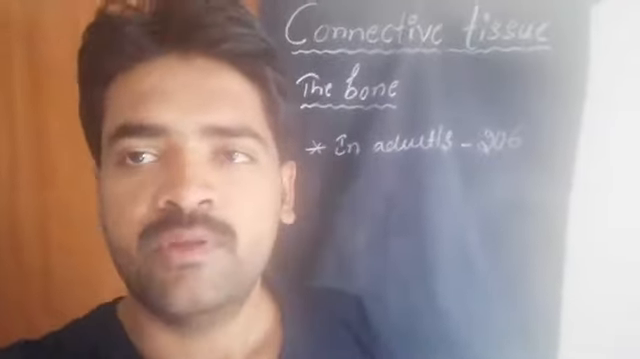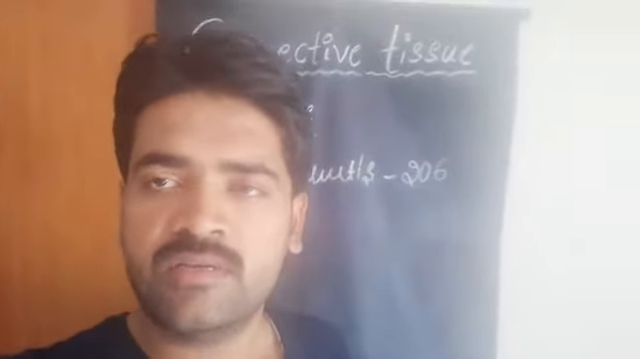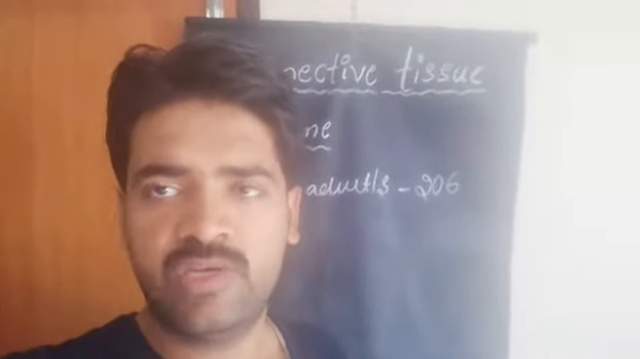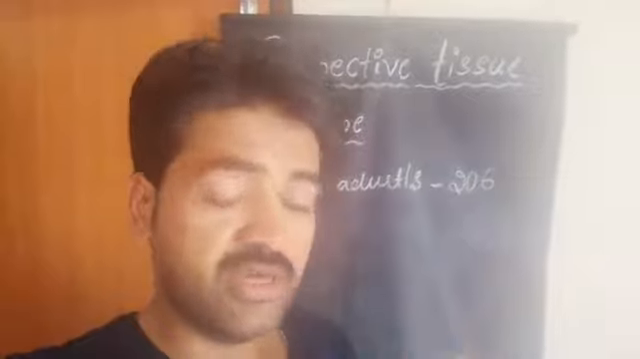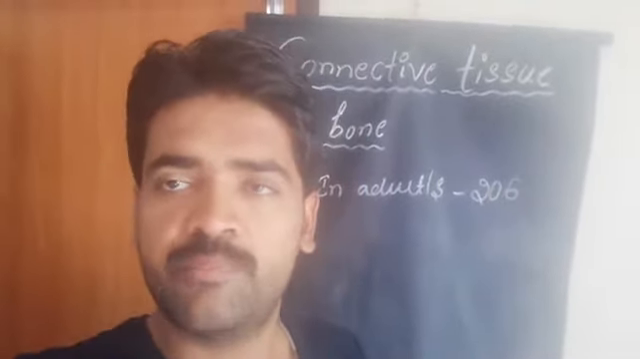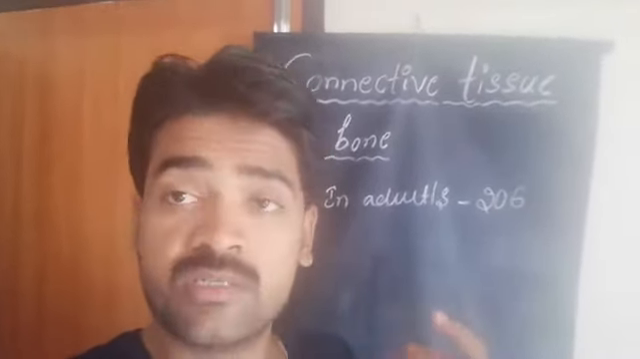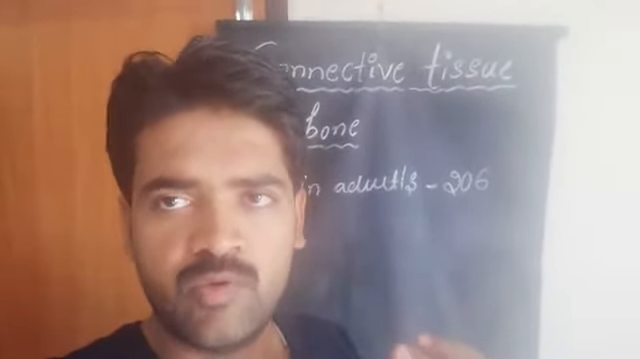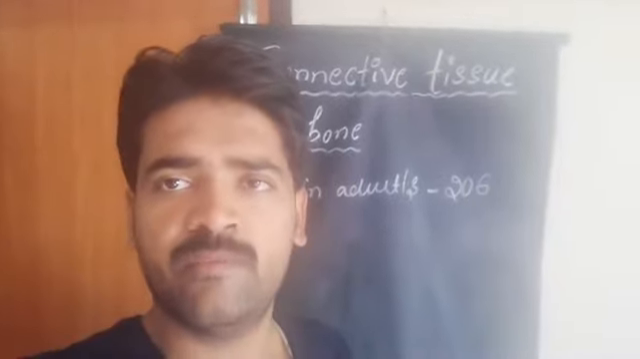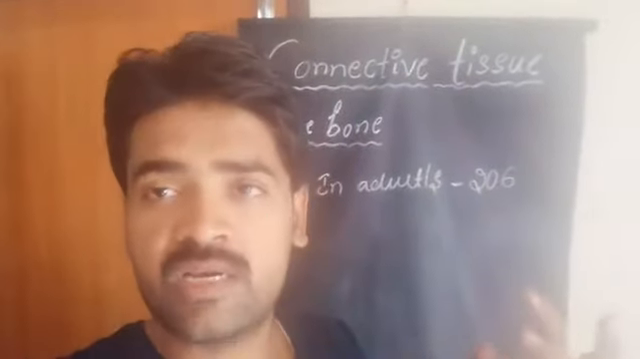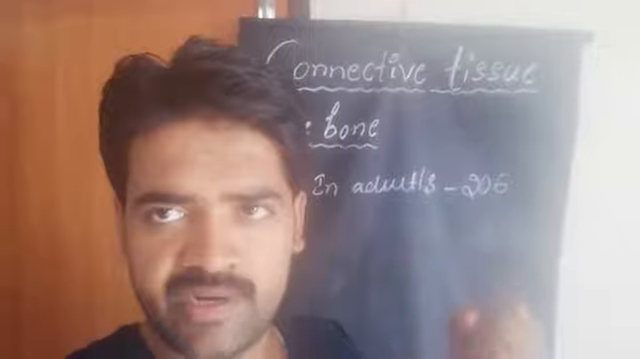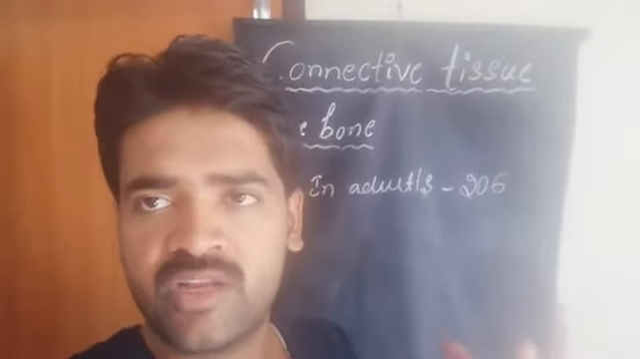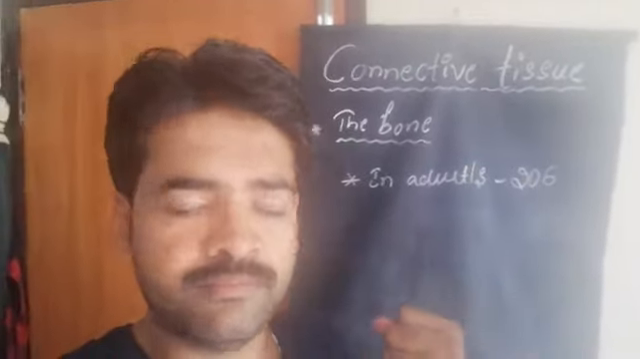Hi students. In yesterday's class we already saw one of the connective tissues, that is blood. In blood there are three different types of cells along with the plasma. Each cell of the blood plays a different role in the human body as well as in the animal's body. They are RBCs, WBCs, and platelets. And plasma contains salts and proteins along with hormones.